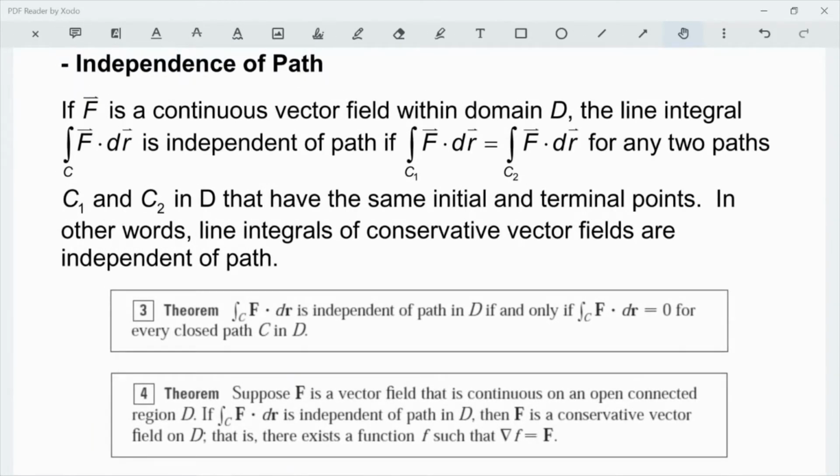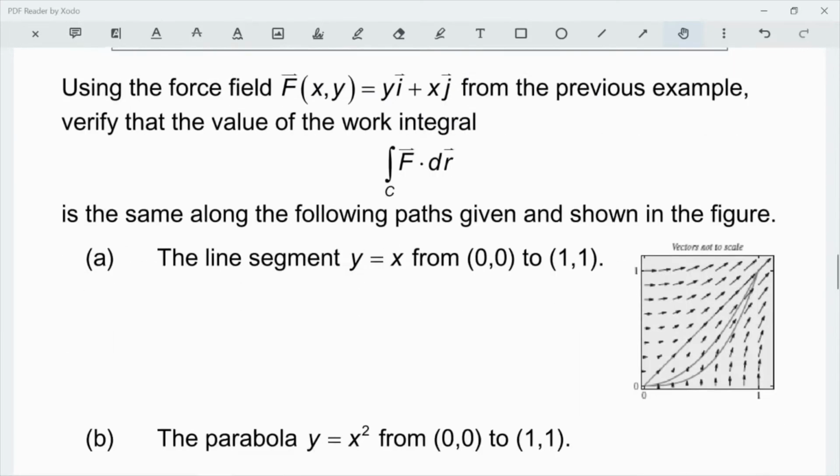Okay, so for independence of path, the idea here is that if I'm evaluating a line integral and I'm going from some starting point to some ending point through my vector field, it doesn't matter what path I take, the line integral is going to give me the exact same result. So any path that I take. And an example of that is down here.